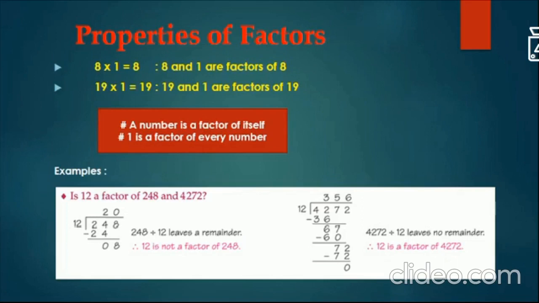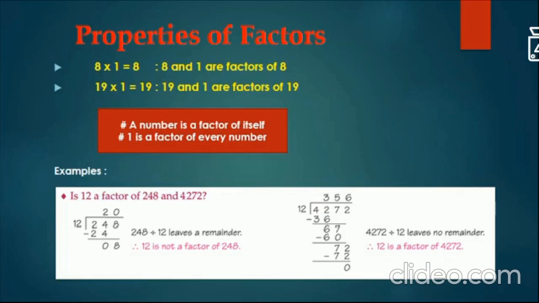Now next example, 4272 divided by 12. You get the quotient 356 and the remainder is 0. That means 4272 is divisible by 12 fully and it gives 0 remainder. So 12 leaves no remainder and 12 is a factor of 4272.